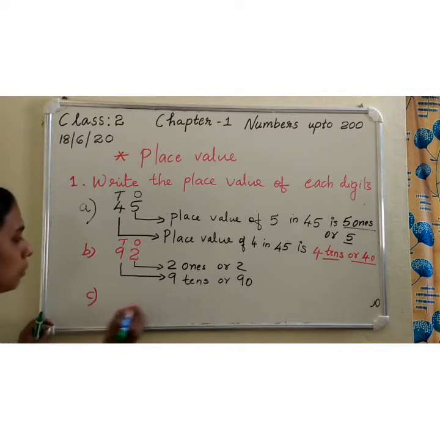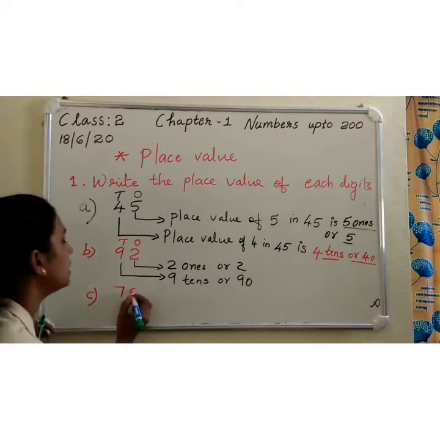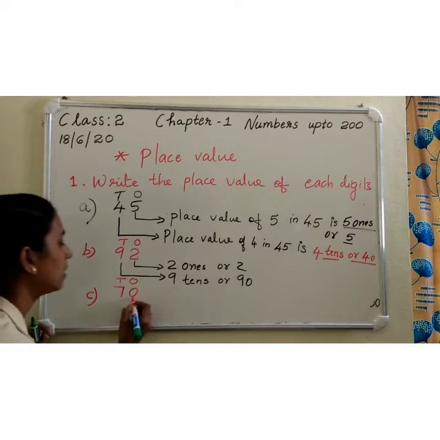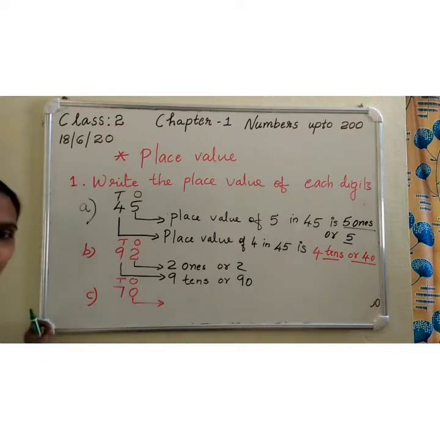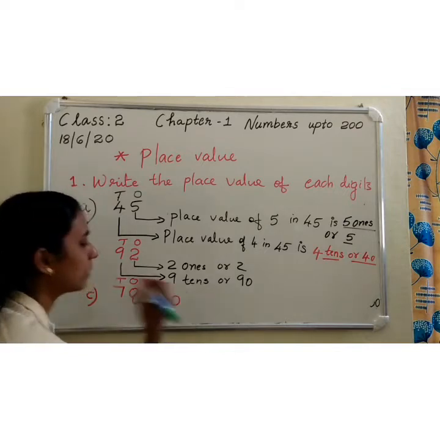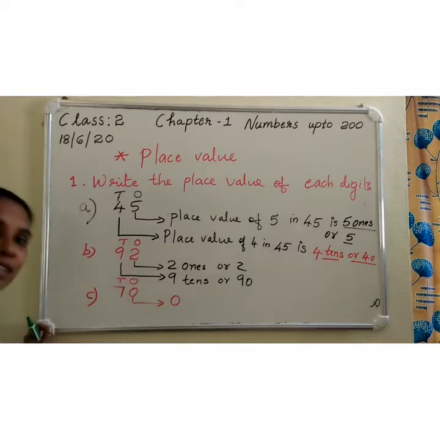What is the place value of each digit in this number 70? Write tens and ones. Then, what is the place value of 0? 0 in which place? 1's place. So, you can write 0 ones. I am writing the answer 0.